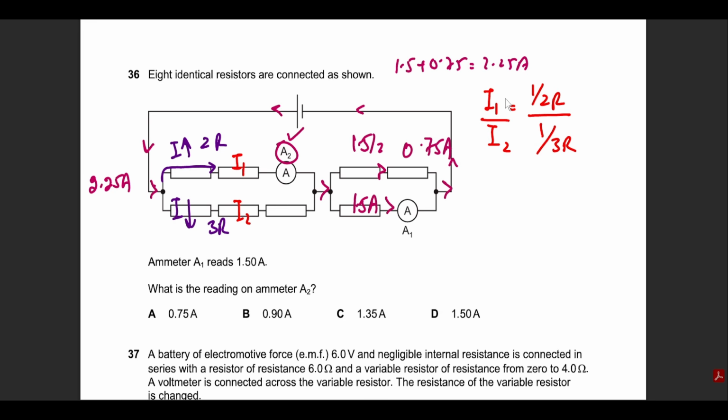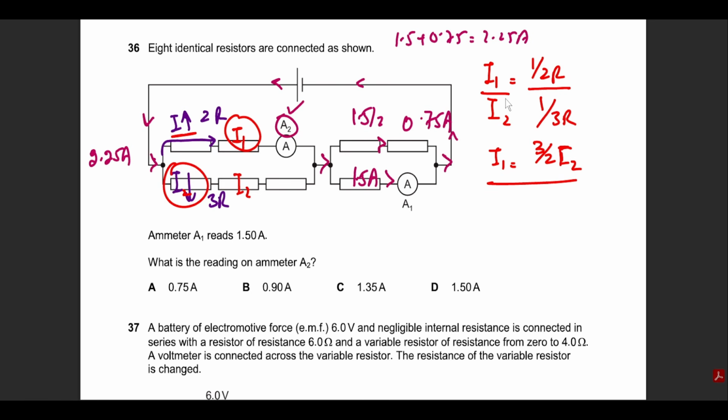I2. Once you solve this, you realize that I1 is basically equal to 3 by 2 I2. And this is our conclusion, because I1 is supposed to be higher and I2 is supposed to be lower. We can see this here. Now, I1 plus I2 should be equal to 2.25. That was what we established in the beginning.